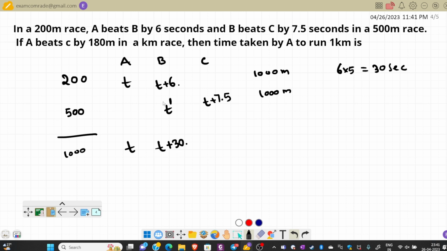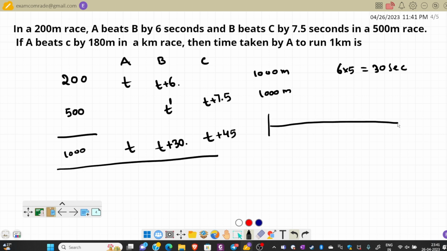In the second scenario, for the 1000 meters race we need to multiply it with 2, so he will take 15 seconds more. C will take 15 seconds more than B, so t plus 30 plus 15, that is t plus 45. Now let us look at the situation between A and C. A reaches here, C will be behind by 45 seconds.